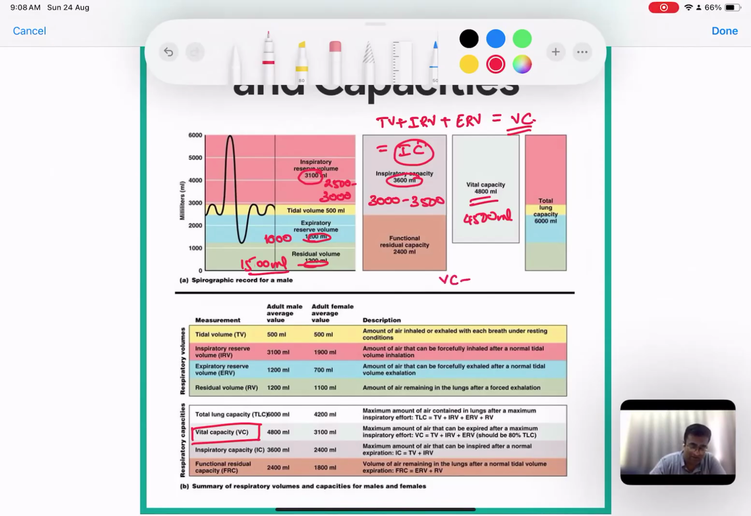So VC plus RV, residual volume, is equal to TLC, that is total lung capacity. Now, total lung capacity comes to approximately around 6,000 ml. Okay. So 6,000 ml is the total lung capacity. All right. So this is about the chapter respiration. Most of the points have been covered. I'll just be discussing two disorders and then we'll be winding up the topic.